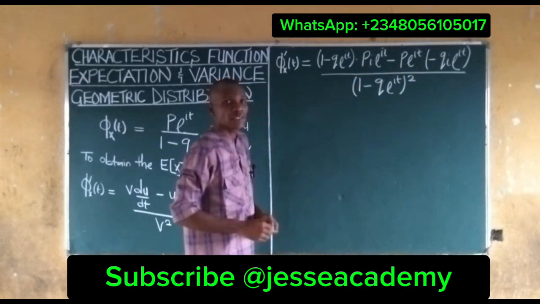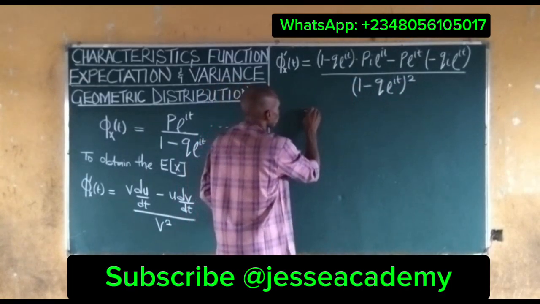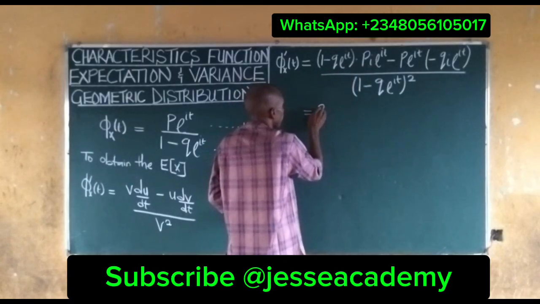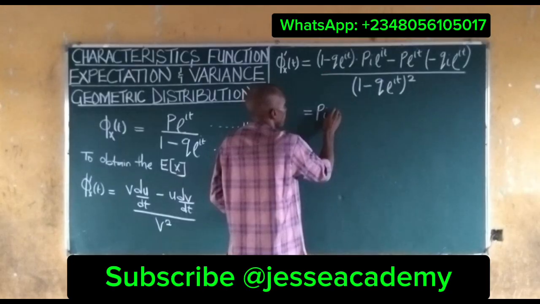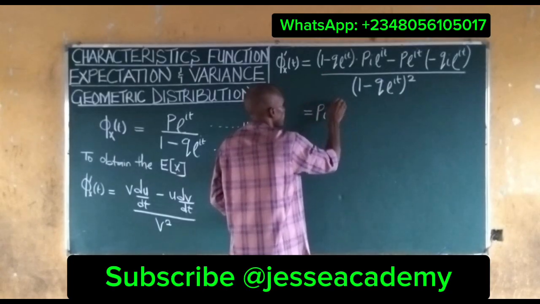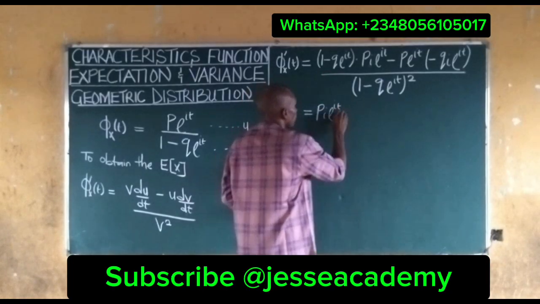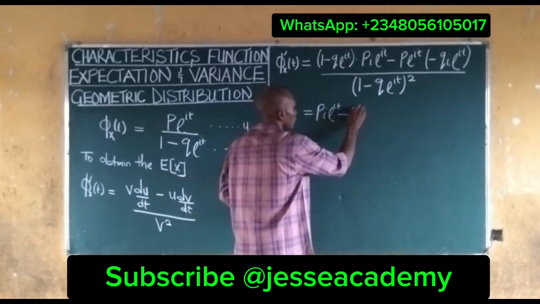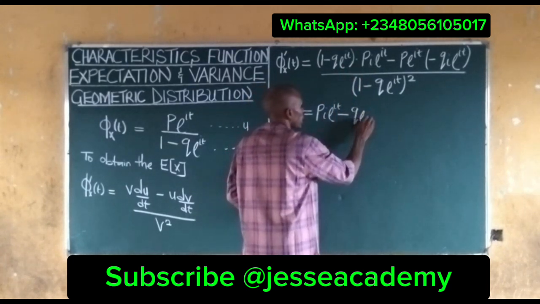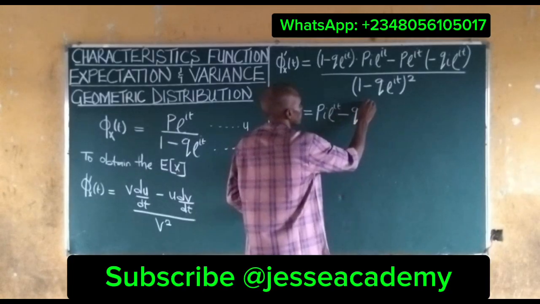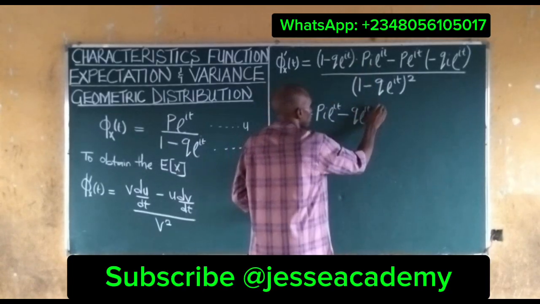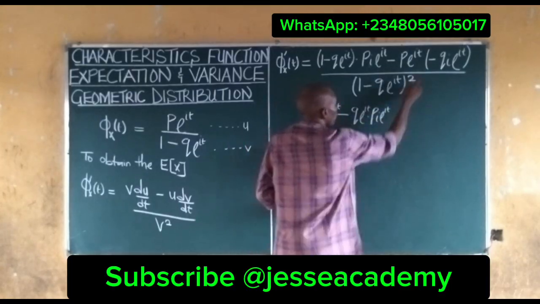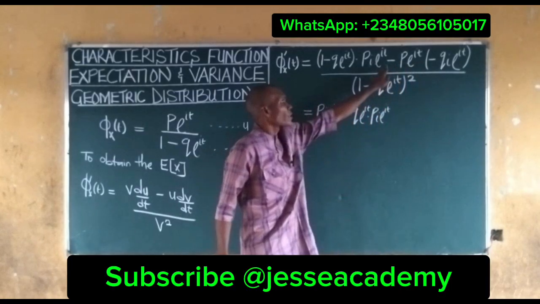So this is what we get, which is also equal to, now we can open these brackets to give us p i e^(it) minus, this will multiply this to give us q e^(it) multiplied by p i e^(it). Because of this sign, this becomes positive.